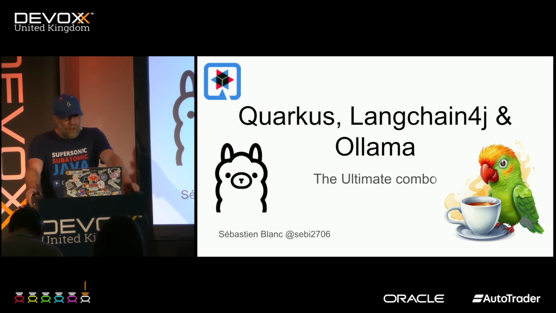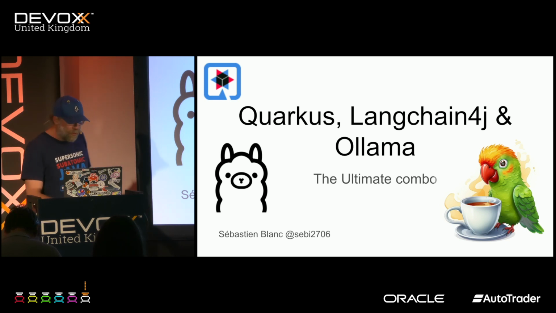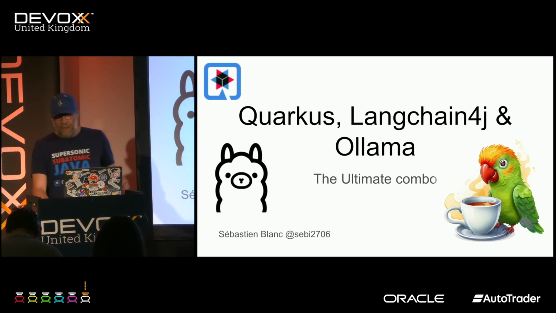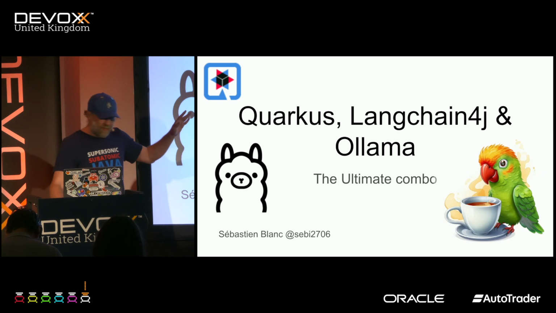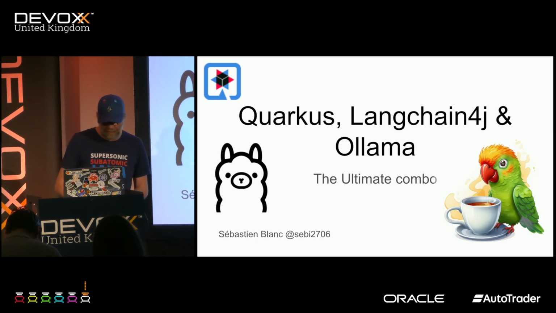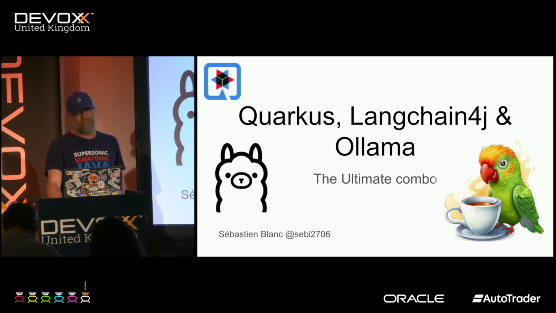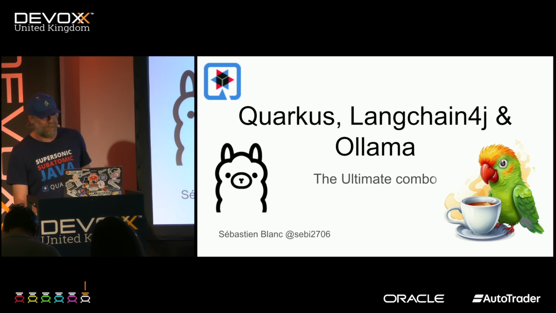So I'm replacing her with a more or less related talk, and I'm going to show you a magic combo today. Quarkus, which is the best Java stack ever. Langchain4J, which is the Hibernate of LLMs, let's call it this way. And Ollama, which is the Docker of LLMs for running locally.